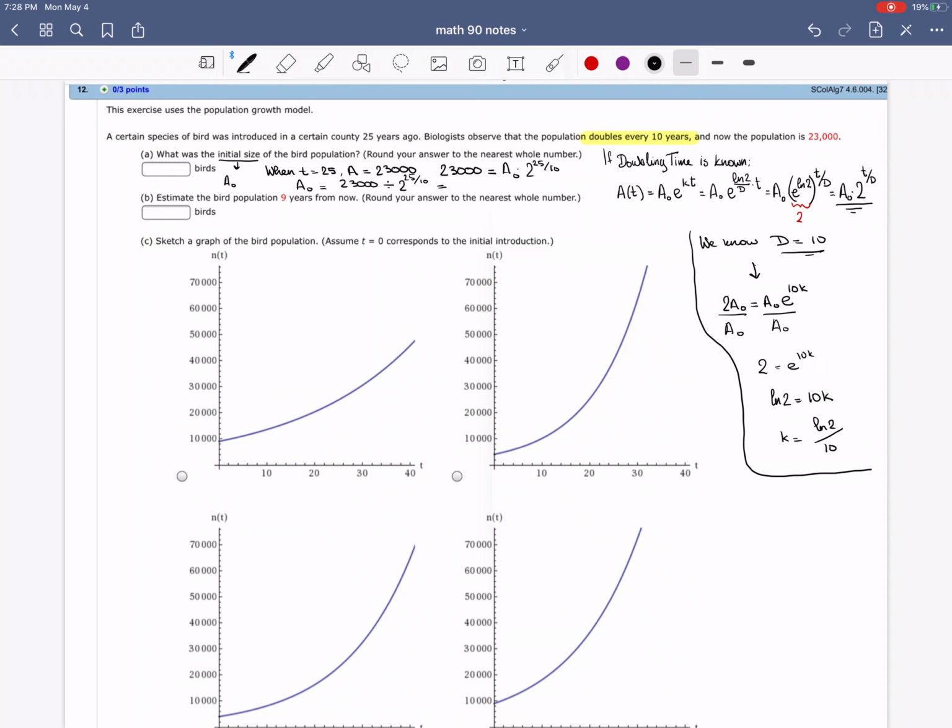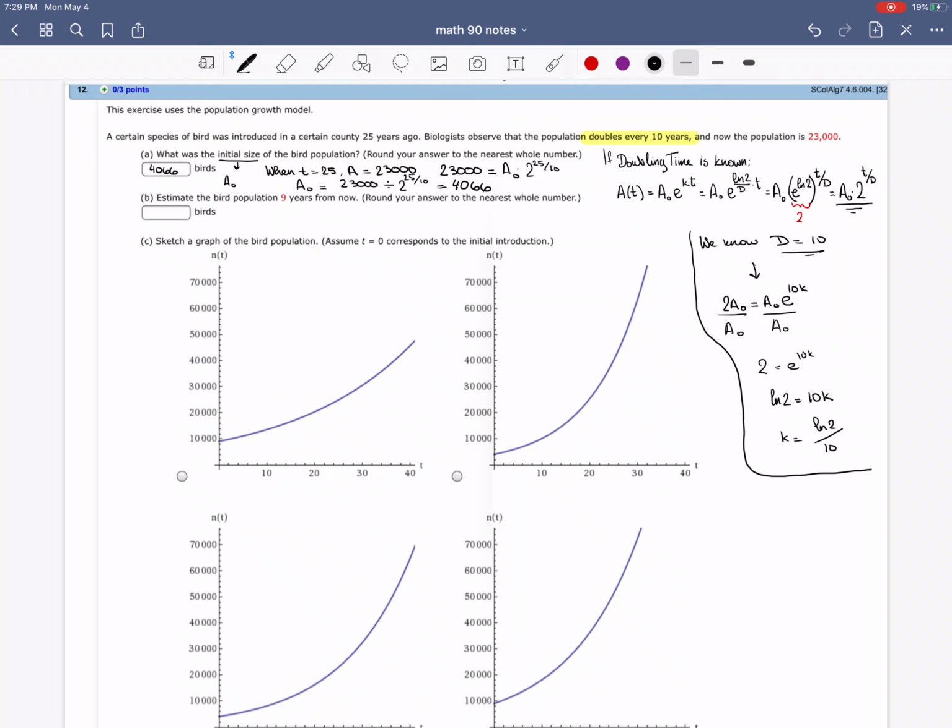So kind of try to think to yourself as I'm punching this into my calculator, what would be a reasonable number here? Okay, so I'm taking 2 to the power 2.5. Okay, and then I'm dividing 23,000 by that. And the number I'm getting is 4,065.86, but it says round to the nearest whole. So 4,066 birds.